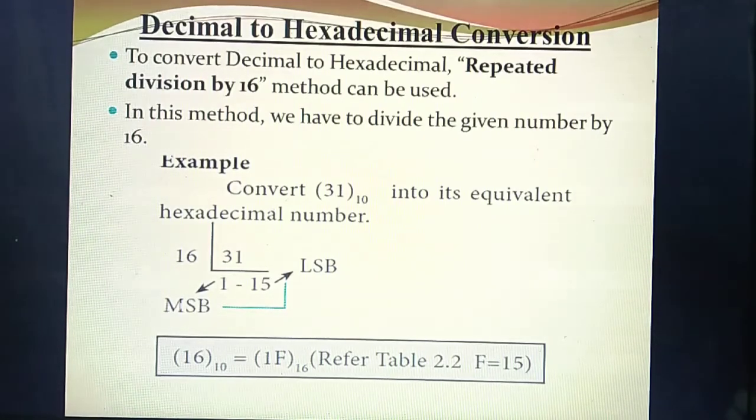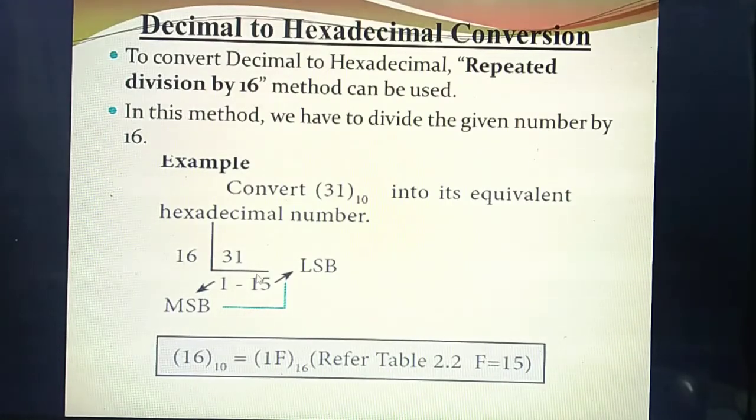So 16 ones are 16. Remaining how many will be there? Among 31, 16 you will get. So 31 minus 16, the answer is 15. Understand? So 16 ones are 16. So 16 you have put here as the value 1. So 31 minus 16, the answer you are getting is 15. So 15 is a remainder.